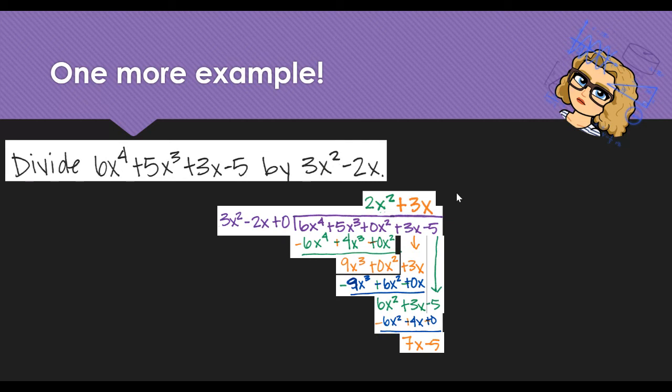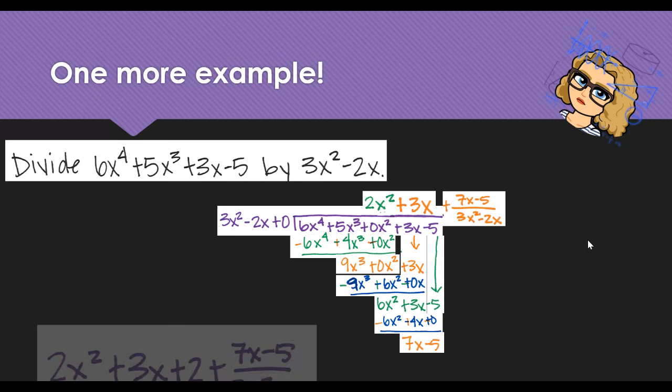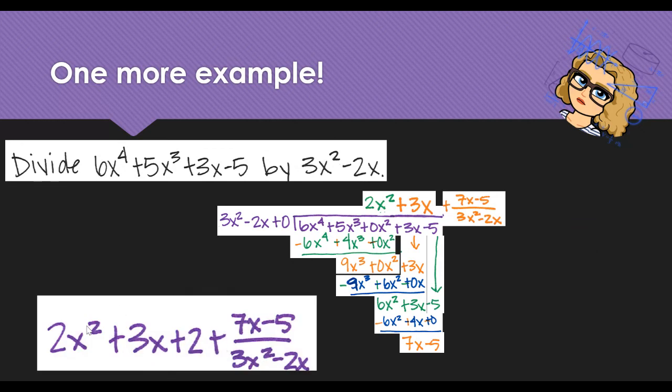What do you do with a remainder? You don't write R, and you don't turn it into a decimal, because we don't have decimals with equations. So what you do is you put that over what you're dividing by. So your answer is 2x squared plus 3x plus 2, which I'm an idiot and didn't put in there, plus your remainder, 7x minus 5, over what you're dividing by, 3x squared minus 2x.